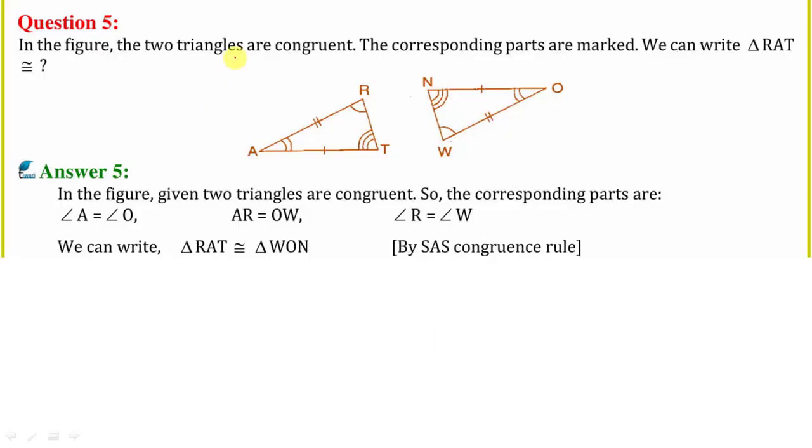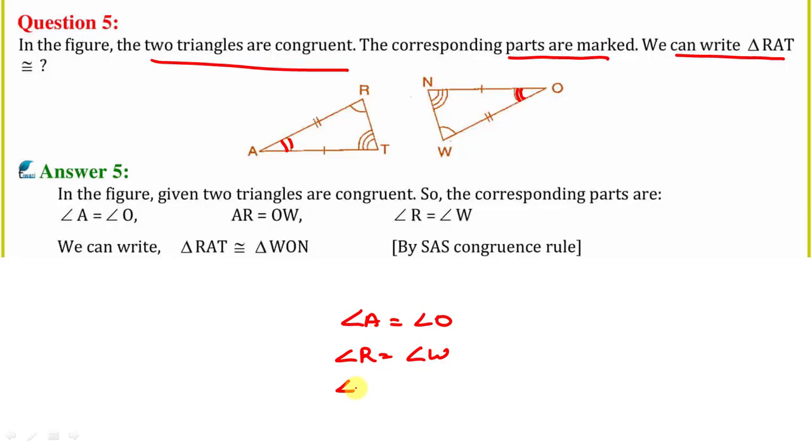Next: in the figure, two triangles are congruent. The corresponding parts are marked. What can we write? RAT is congruent to what? Here, the first angle A is equal to this. This is two lines, the other two lines are this. Angle A is equal to angle O. Angle R is equal to angle W. Angle T is equal to angle N.